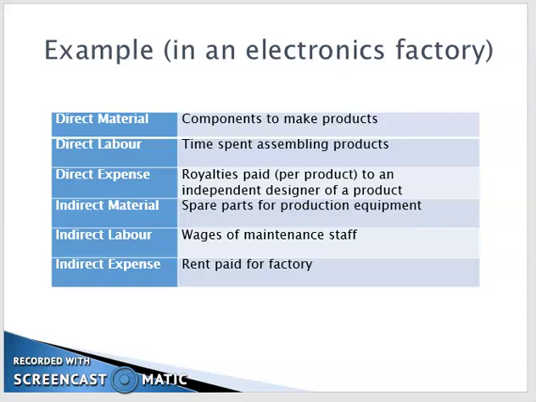Have a look at this example of an electronics factory. The direct material, labour and expense can quite easily be linked to specific products, but not so the indirect costs. For example, how much of the rent paid for a factory should be charged to the cost of a single product?